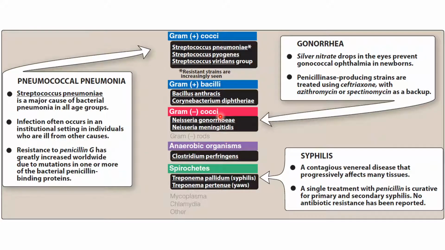The antibacterial spectrum of the natural penicillins, including penicillin G and penicillin V, will cover the gram-positive cocci, the Streptococcus pneumoniae. And Streptococcus pneumoniae is a primary cause of bacterial pneumonia in adults and children.